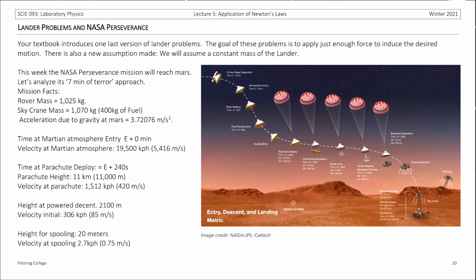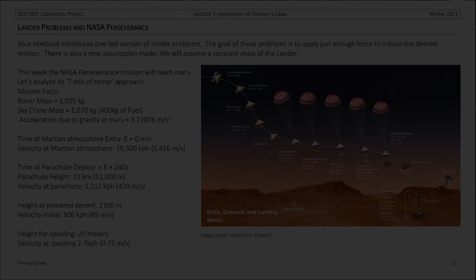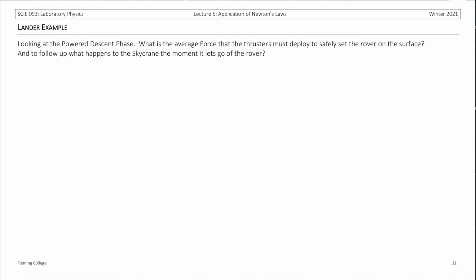We're going to use just that last powered descent stage to look at what the textbook refers to as lander problems. Lander problems are asking us to look at a situation and determine the force required to reach our desired motion. So we know what kind of motion we want, and now we're going to calculate the force, which is reversed to the previous types of problems. We still want to look at our system and draw a free body diagram.